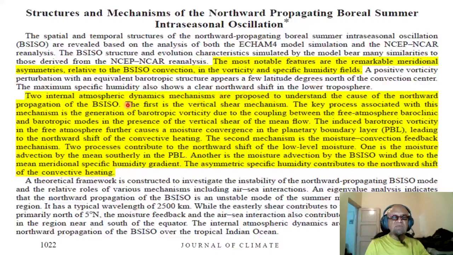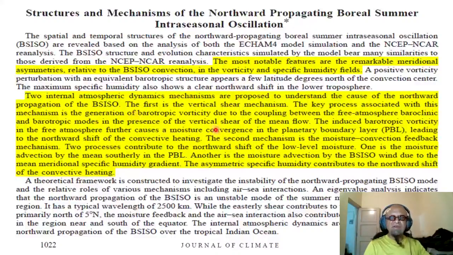A positive vorticity perturbation with an equivalent barotropic structure appears a few latitude degrees north of the convection center, and the maximum specific humidity also shows a clear northward shift in the lower atmosphere. So they're basically trying to explain how the vorticity, humidity, and near barotropic structure are going to lead this process of northward propagation.